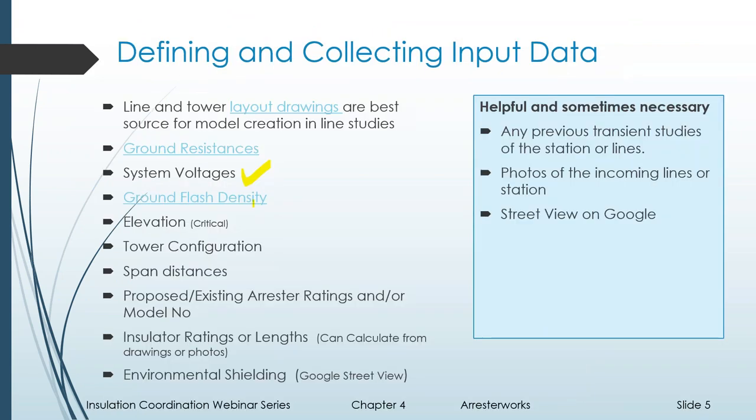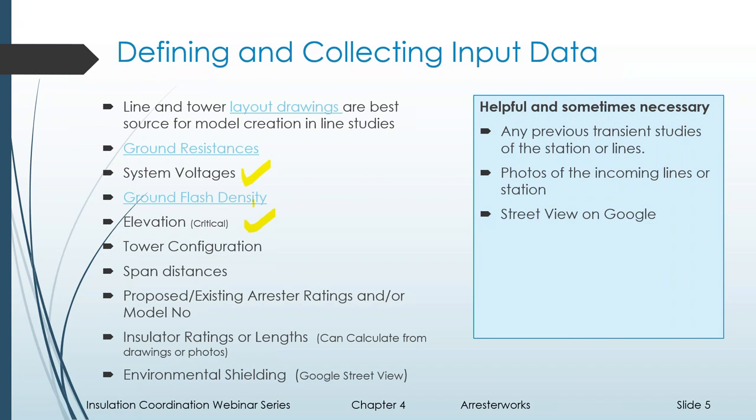Okay, so now back to collecting data. Next one is elevation. Well, we learned back in chapter one, I think, or chapter two, how critical elevation is. The flashover of an insulator can be 10, 20, 30, 40% lower at higher elevations. So anything we work on in this kind of study is very critical to elevation.